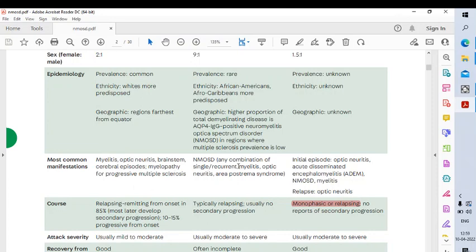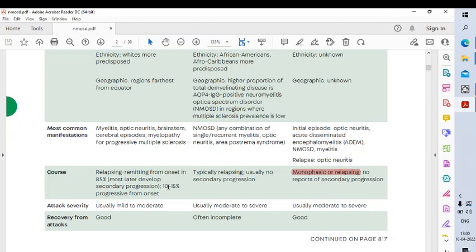For NMO, we have three core features: recurrent myelitis, optic neuritis, and area postrema syndrome. In MOG, it is most commonly recurrent optic neuritis, ADEM, and long segment myelitis, and relapsing optic neuritis is very common. Now, the relapsing-remitting course is seen in MS, whereas NMOSD is typically relapsing, but there is usually no secondary progression. In MOG, it has a monophasic course or sometimes a relapsing course, but there are no reports of secondary progression.